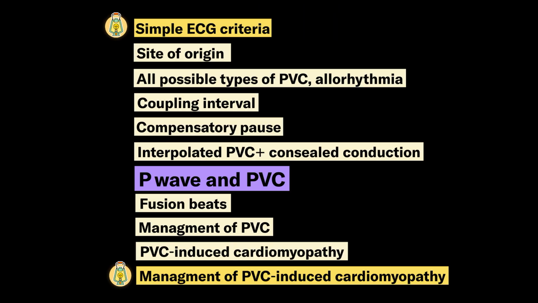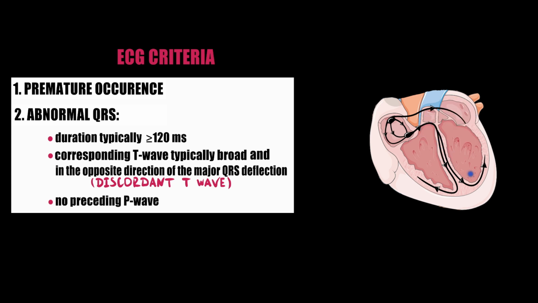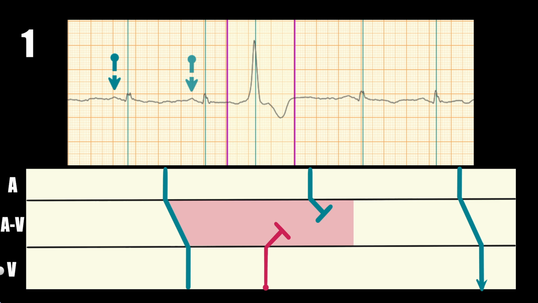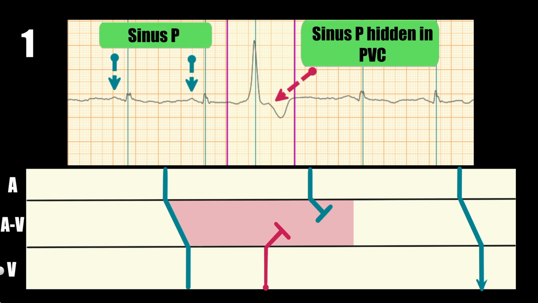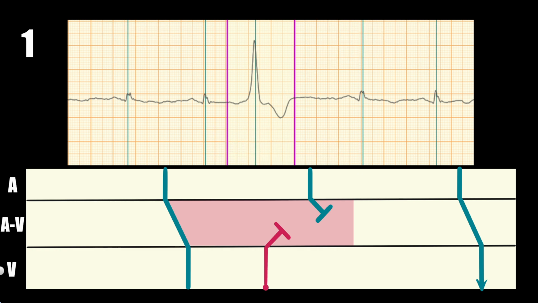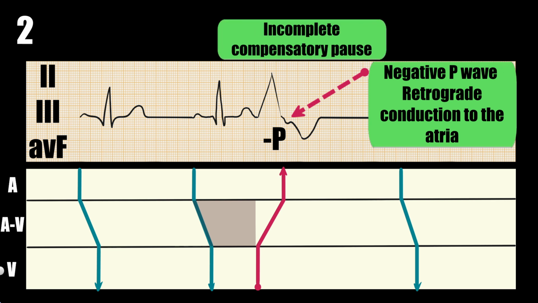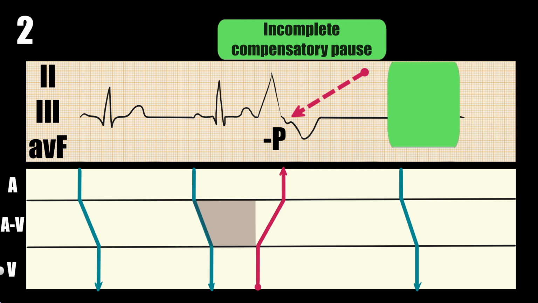P wave and PVC. As you already know, a PVC is not preceded by a P wave, because the PVC-related depolarization starts in the ventricles only. But as we already mentioned, the sinus P wave can be hidden in the PVC complex in case of a complete compensatory pause. Or a retrograde negative P wave can be present after the PVC QRS complex in case of retrograde conduction of the PVC impulse to the atria through the AV node. But it is a really rare condition.